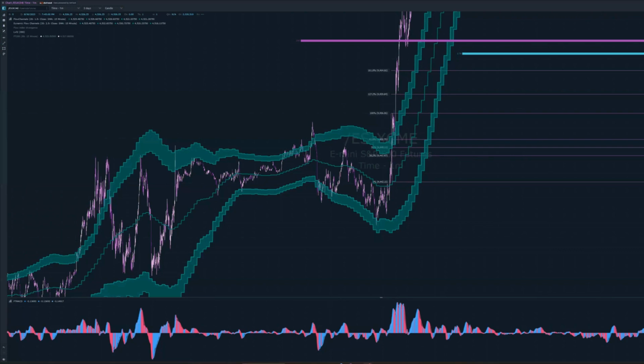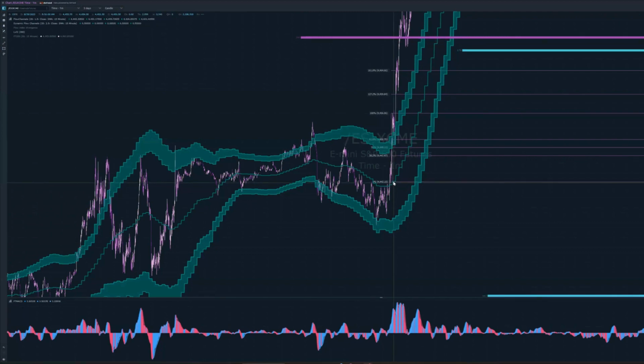If it's not crossed up, it's not super strong yet, and you kind of have to start getting a feel for it. When we look at this blast off point yesterday, the 4-hour was crossed up. The second the daily curled up, it took off.